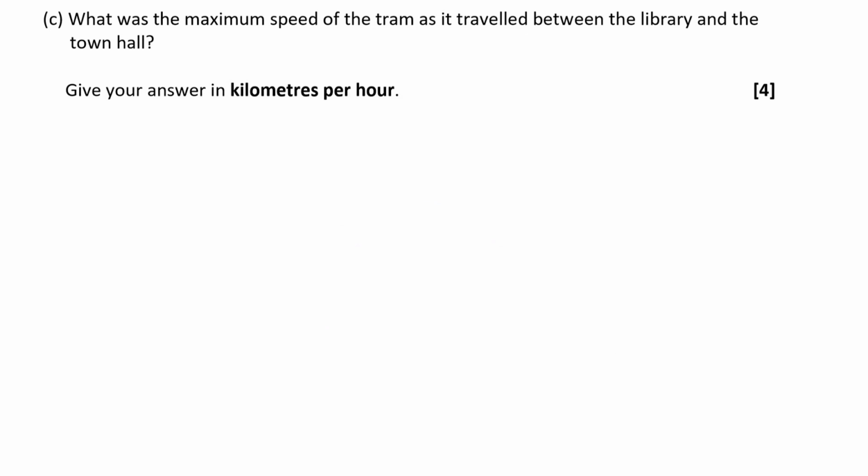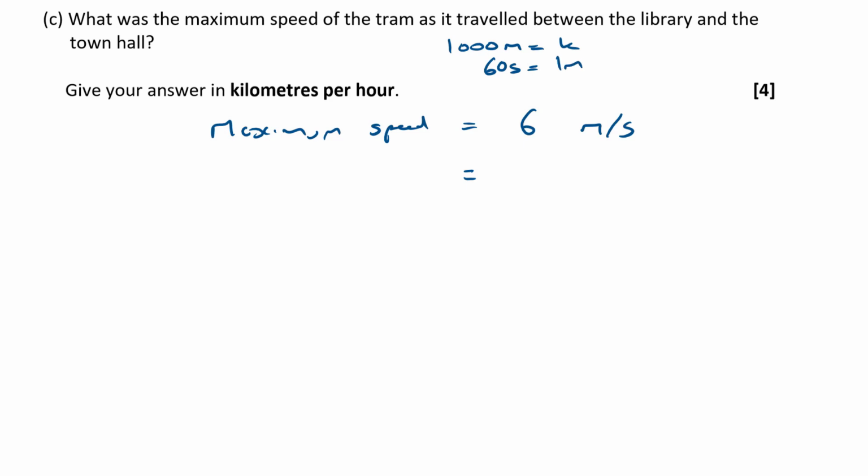So maximum speed is equal to 6 meters per second. Now we need to convert meters per second into kilometers per hour. Now there are 1,000 meters in a kilometer. There are 60 seconds in 1 minute, and we've got 60 minutes in 1 hour, haven't we?